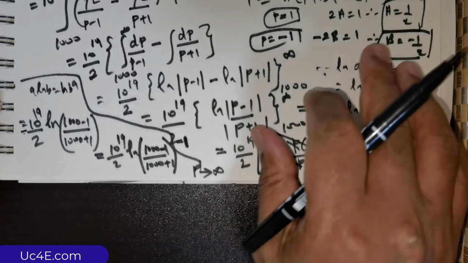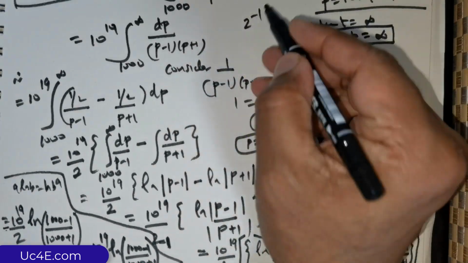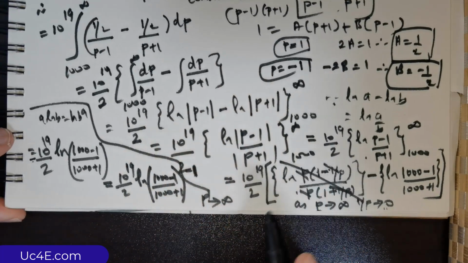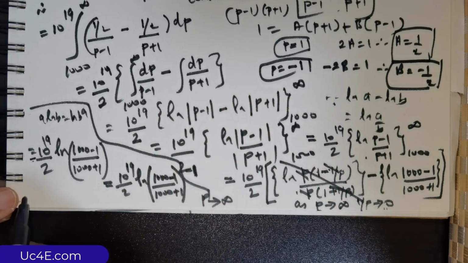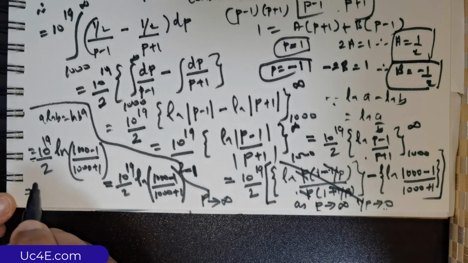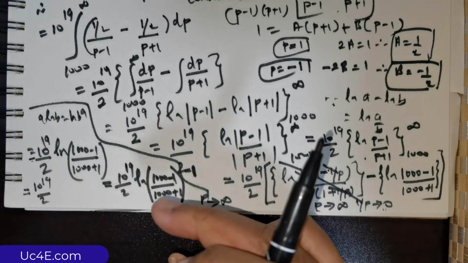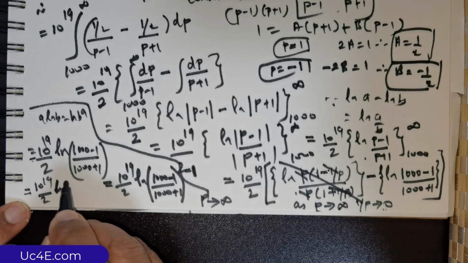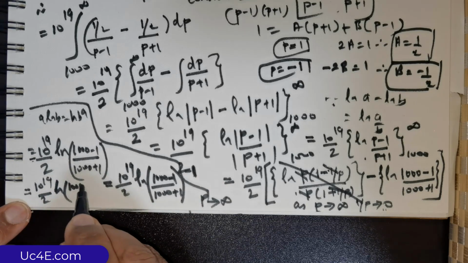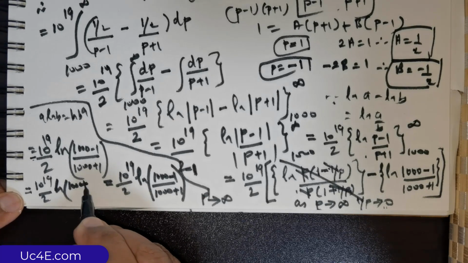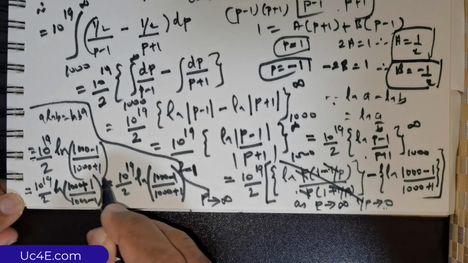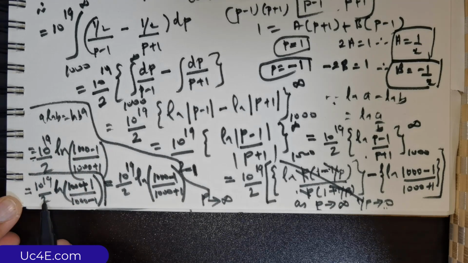Now suppose you have 2 raised to the power of negative 1. What is that? That's nothing but 1 over 2. So you can flip this quantity. If you were to flip it and write this quantity, I want to finish it off here. So this is going to be equal to 10 raised to the power of 19 divided by 2. If you were to flip it, this is going to be ln of 1000 plus 1. You can write 1000 as 10 power 3, it's okay, but I'm going to write it as 1000 negative 1. So this is the solution. 10 raised to the power of 19 divided by 2 times ln of 1000 positive 1 divided by 1000 negative 1.